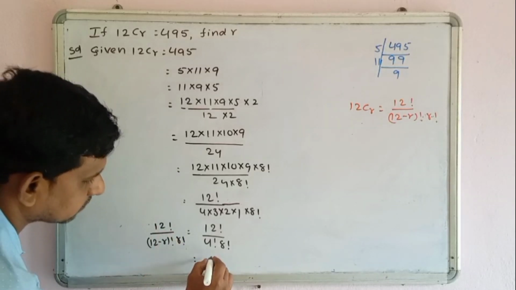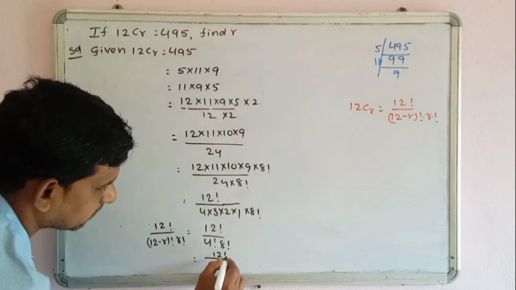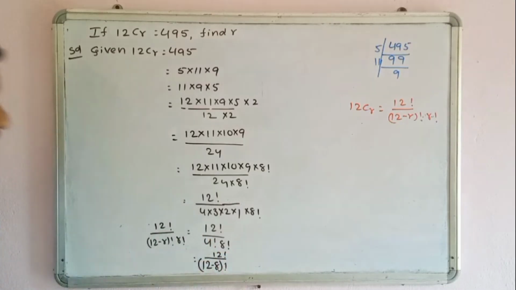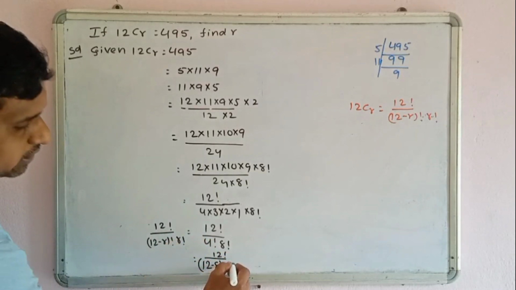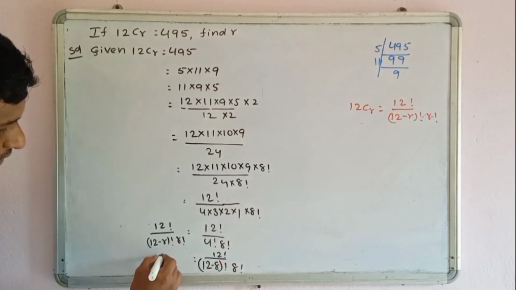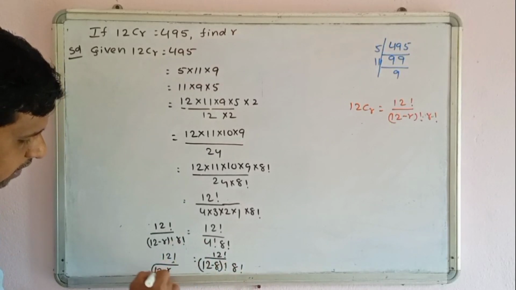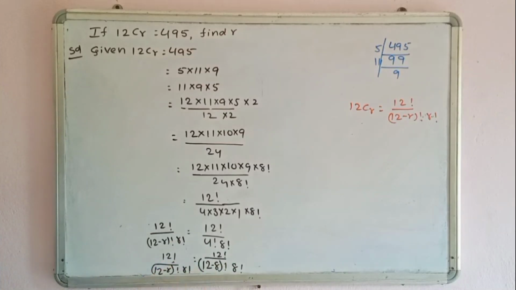That equals, see carefully, 12 factorial by 4 can be written as 12 minus 8 factorial. 4 can be written as 12 minus 8, into 8 factorial. That is 12 factorial by 12 minus R factorial into R factorial. Now observe that 12 factorial, 12 factorial, 12 minus what is the value of R now? What is the value of R? Therefore R equals 8.